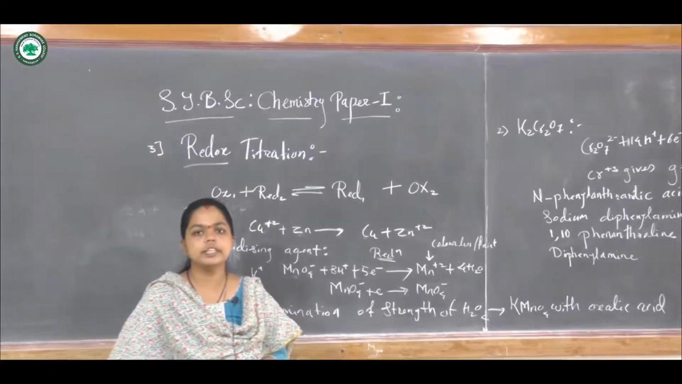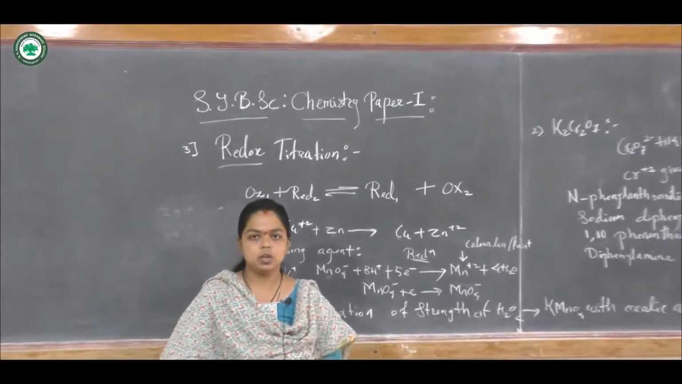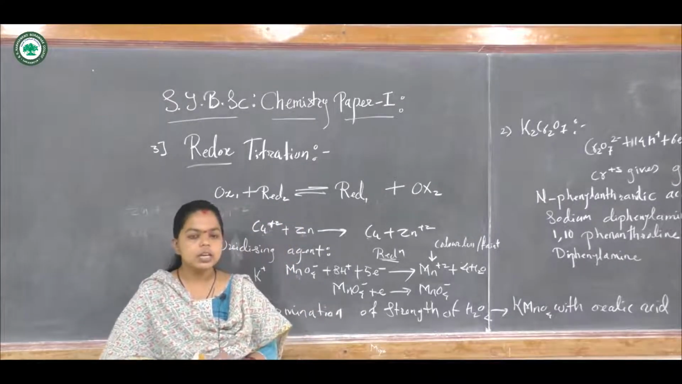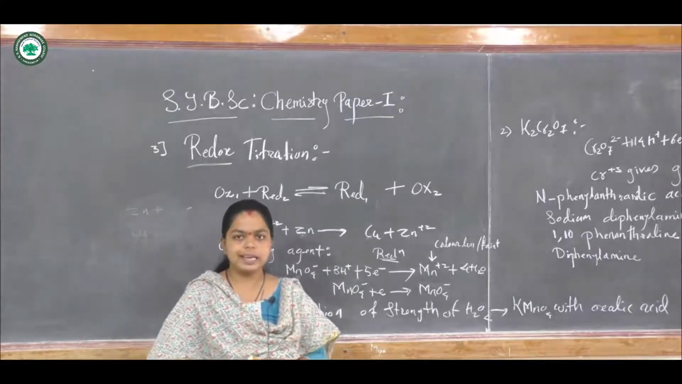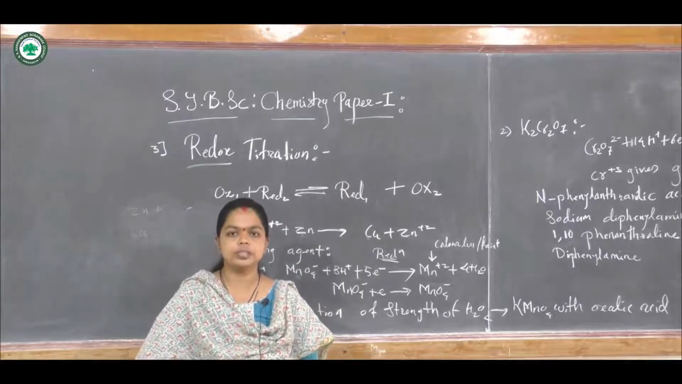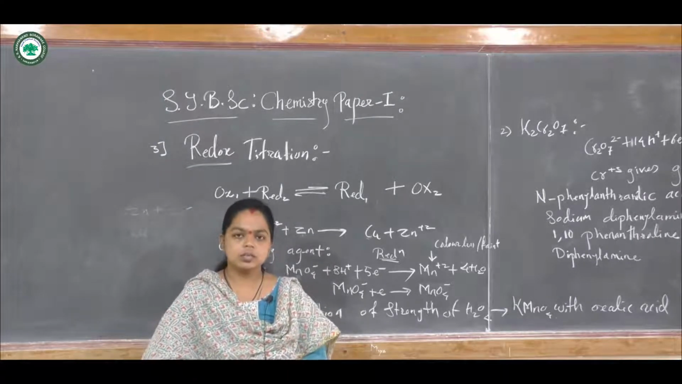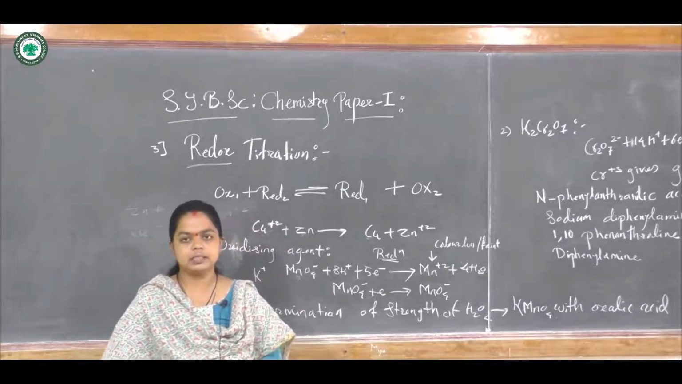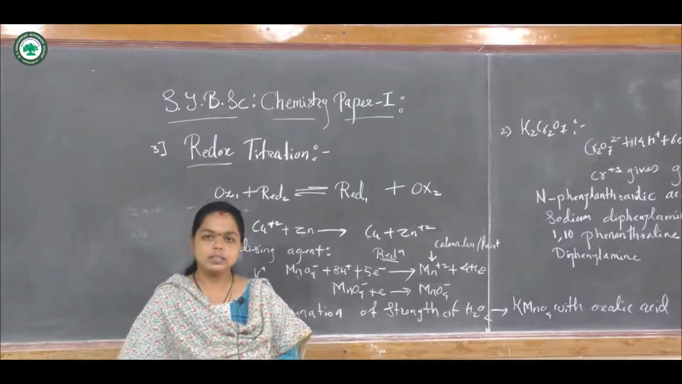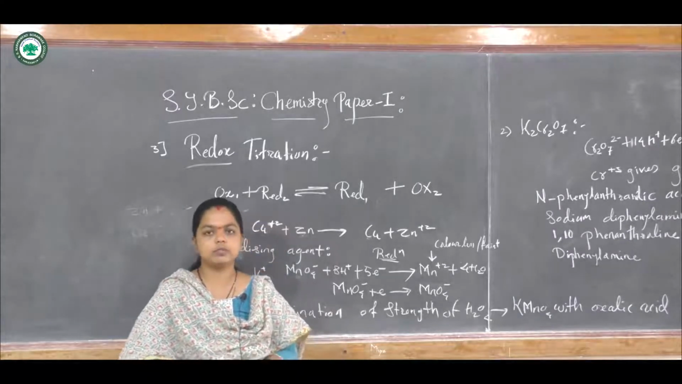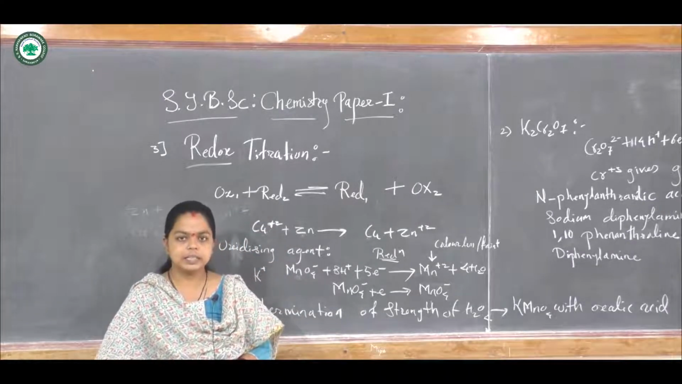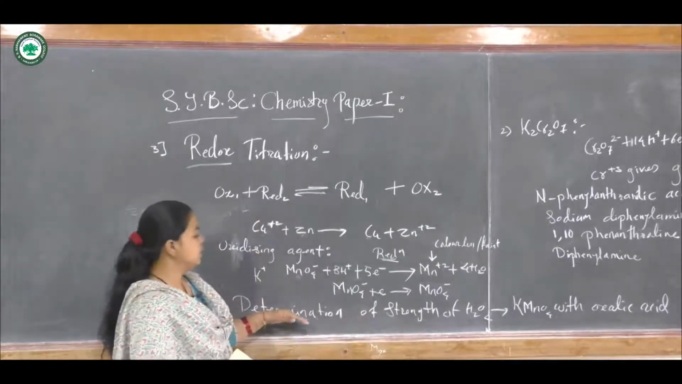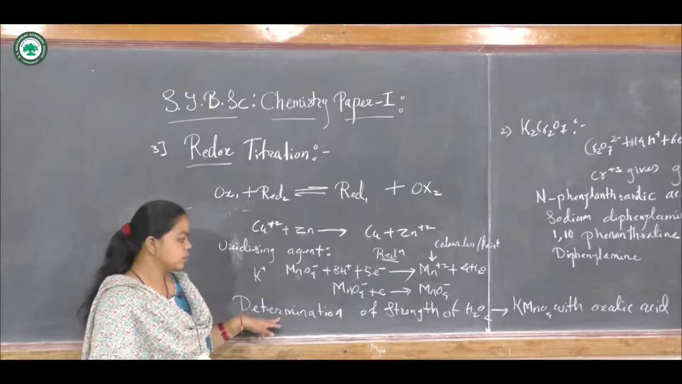So in the determination of the strength of H2O2, we know that H2O2 is a peroxide compound, and we want to find the exact normality, or in order to determine the strength of the hydrogen peroxide, we can use this type of method, that is the redox titration. And in this method we can use KMnO4, which will act as the self indicator. So let us see how this titration can be carried out.